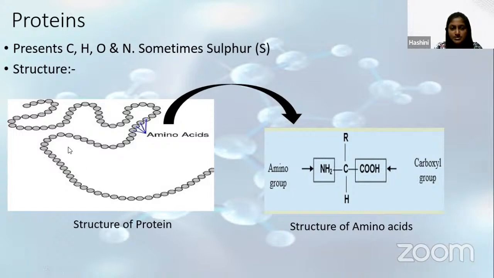Actually, the protein is not a single unit, right? It is a polymer. That means this polymer, or this protein, is made by combining certain units, right? A certain number of monomers. This protein, or the polymer, is created, right?